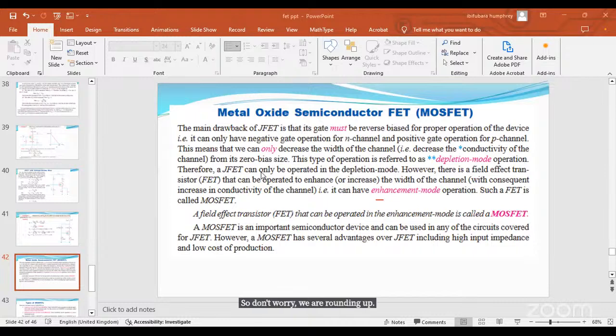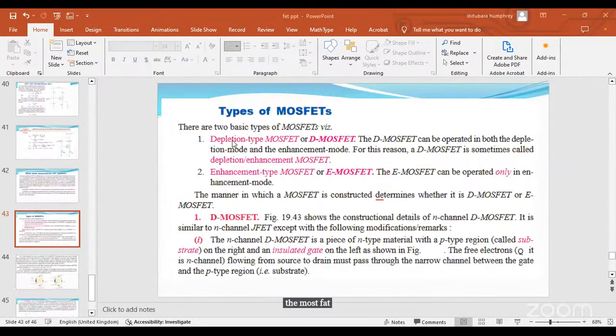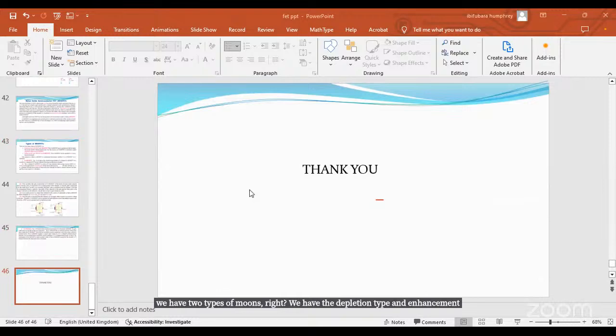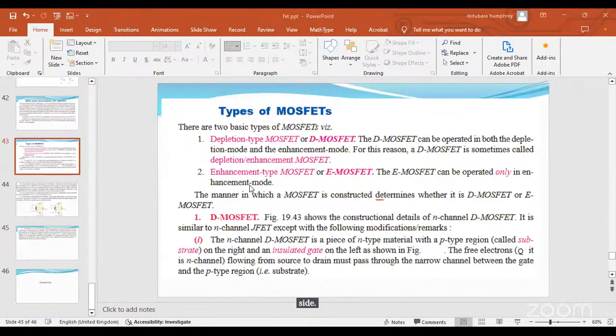Now, we have like 4 more slides. This is the MOSFET. So we have 2 types of MOSFET. We have the depletion type and the enhancement type. So I will send a slide to you to go through it.